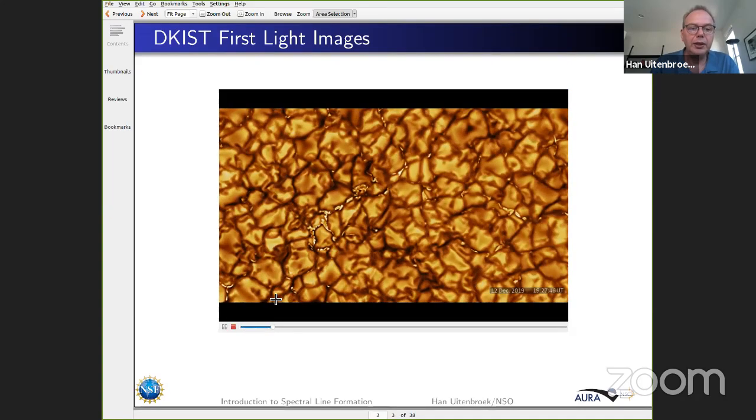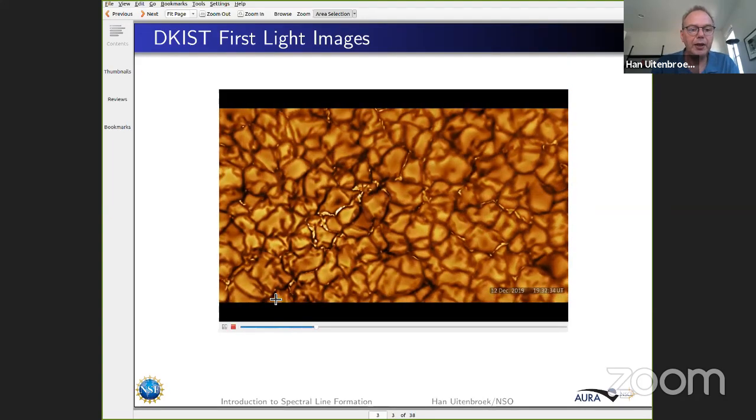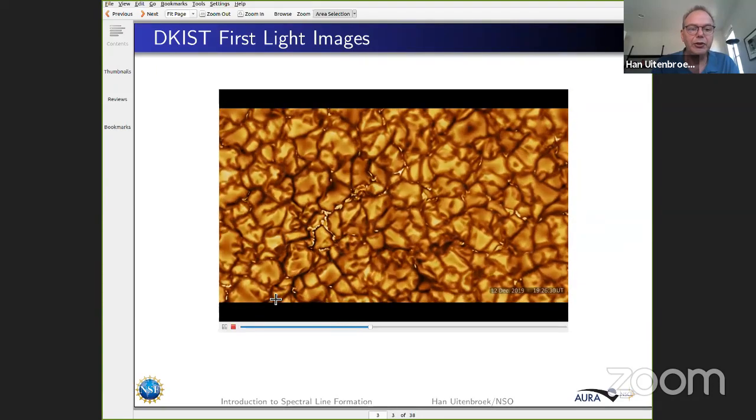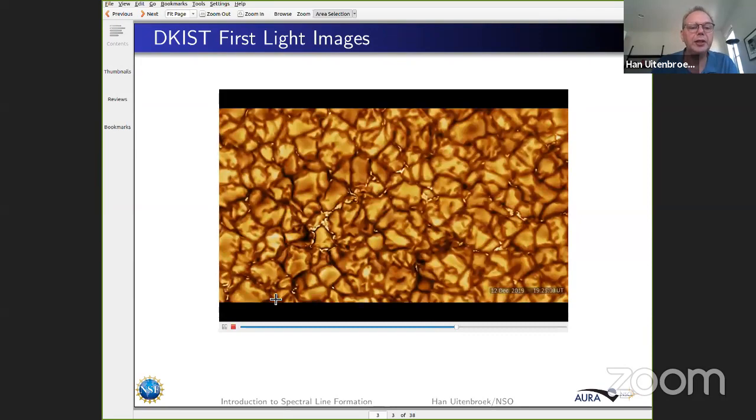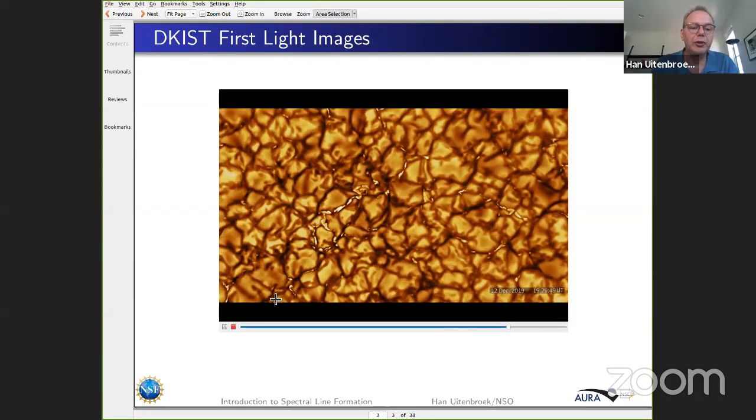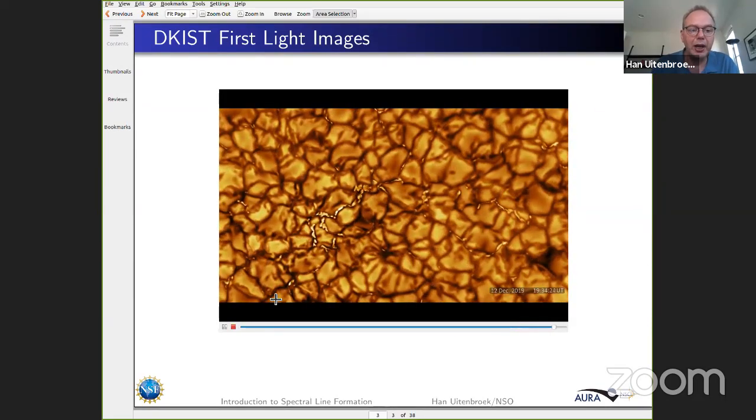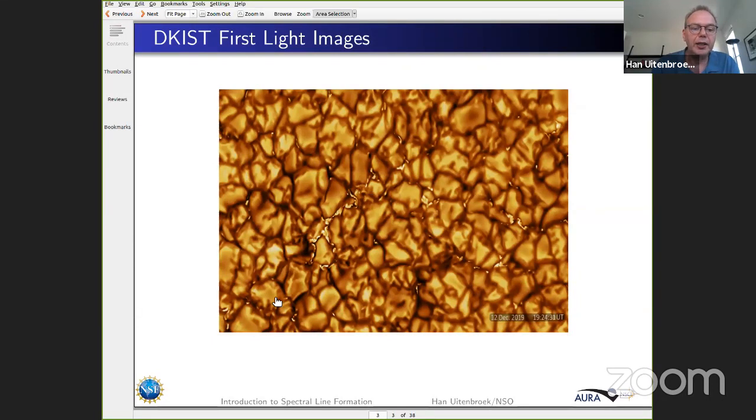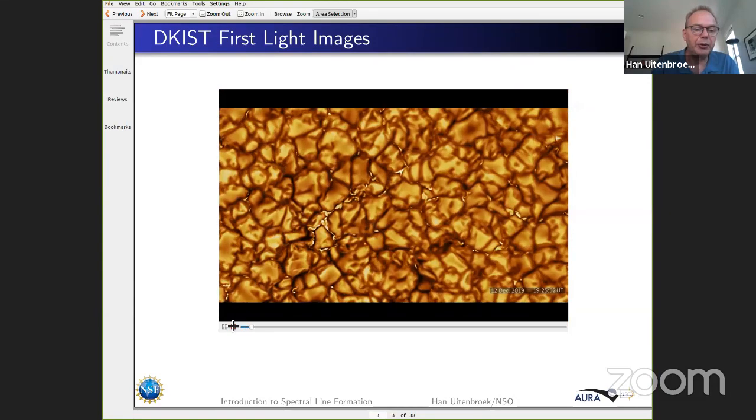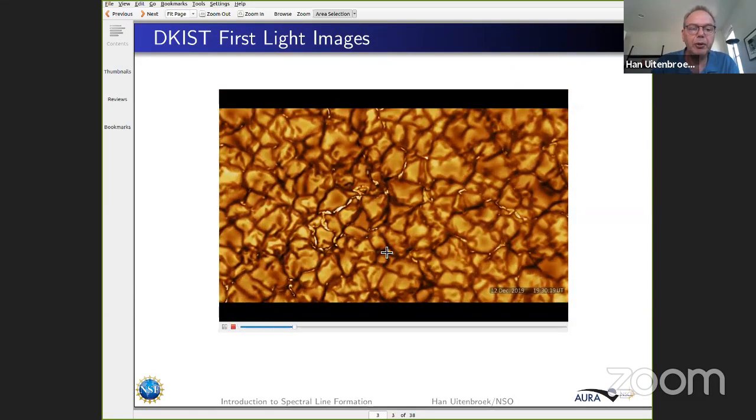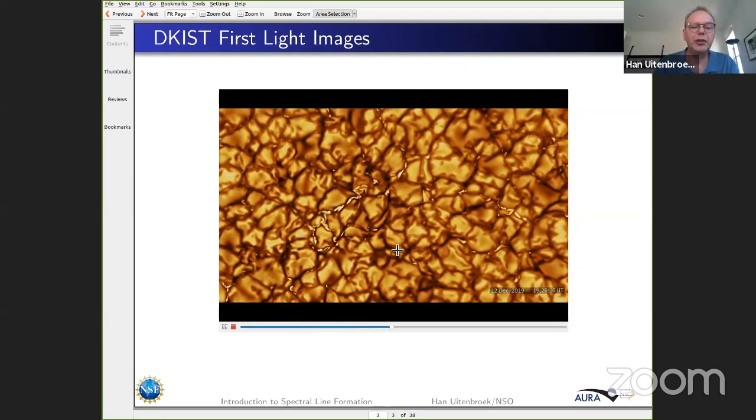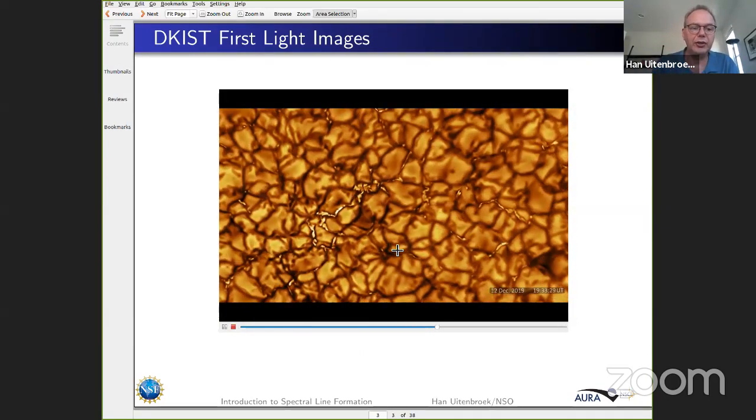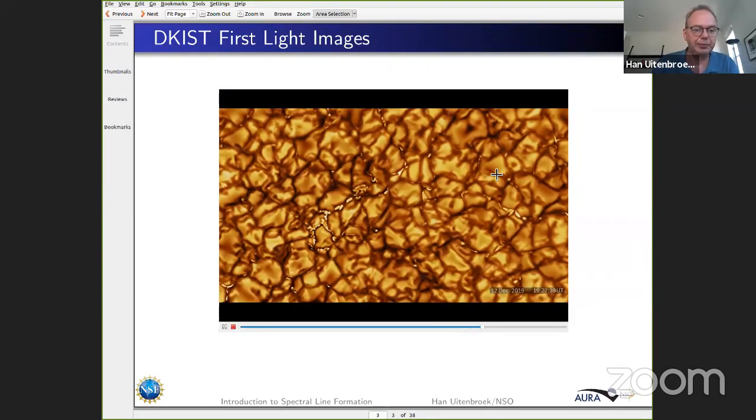You've all seen this movie, probably, of the first DKIST images. These were not done with spectral polarimetry yet, but once all the instruments are online, we should be able to take images like this and take spectra of each pixel in the atmosphere, meaning that in principle, we should be able to determine the physical properties of each of these locations in this image at this kind of resolution and time resolution.